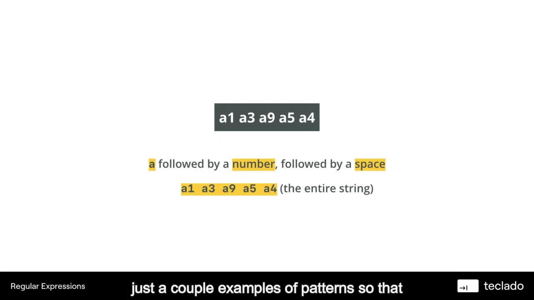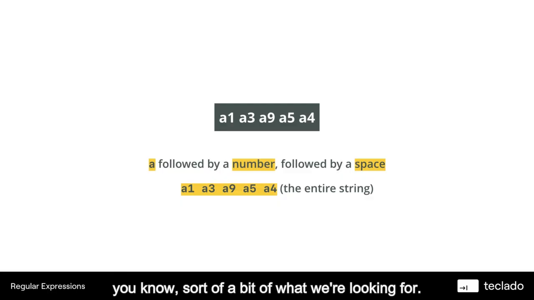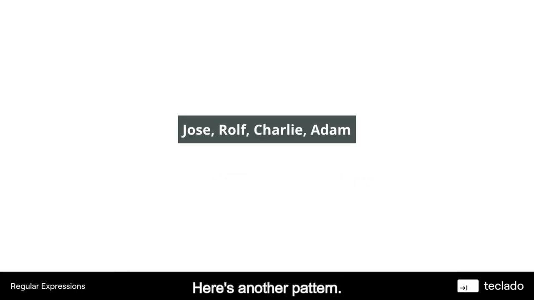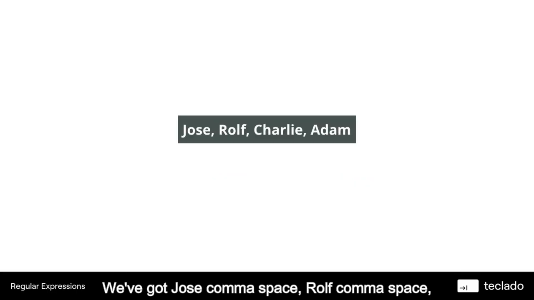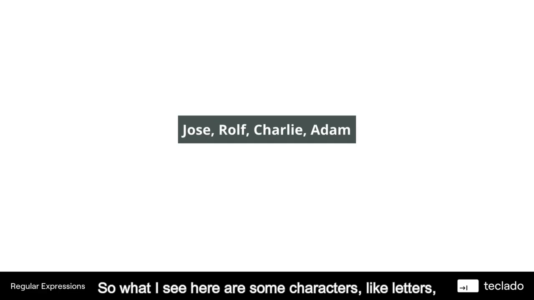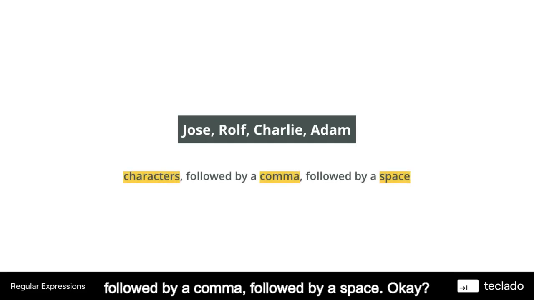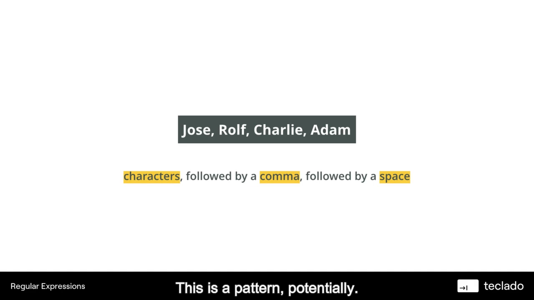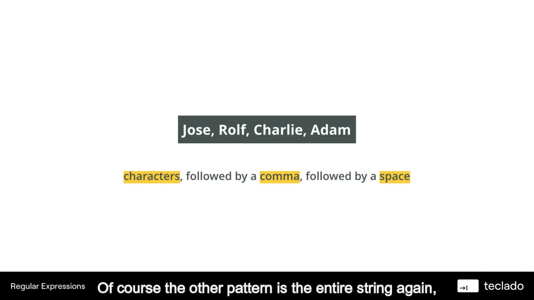We're going to look at just a couple examples of patterns so that you know sort of a bit of what we're looking for. Here's another pattern. We've got Jose, comma, space, Rolf, comma, space, Charlie, comma, space, Adam. So what I see here are some characters, like letters, followed by a comma, followed by a space. Okay, this is a pattern, potentially. Of course, the other pattern is the entire string again, but that's going to be the case for every instance.